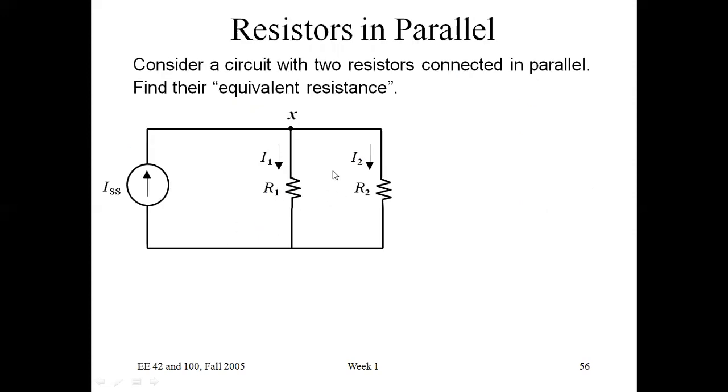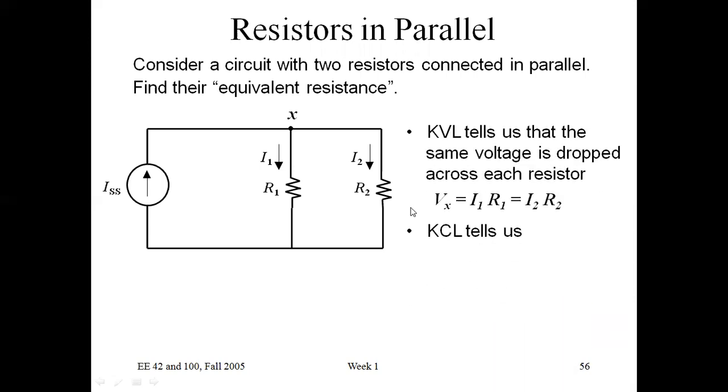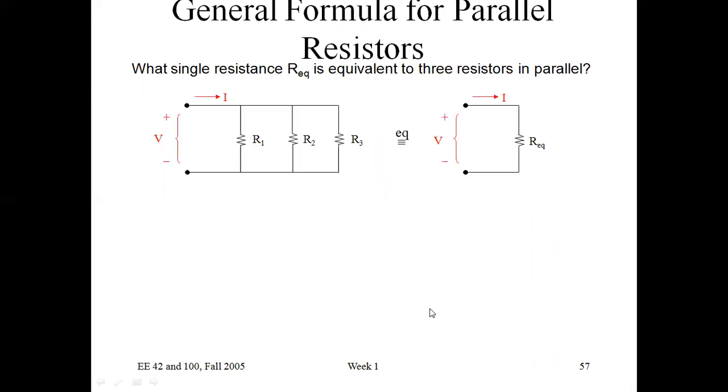Here the resistances are in parallel, the current flowing through them is different, and the voltage drop across them is the same. KVL tells us that the same voltage is dropped across each resistor R1 and R2, that is Vx is equal to I1 R1 is equal to I2 R2. KCL tells us that the currents are different and they are divided into two parts, so ISS is divided into I1 plus I2. Then the general formulation.